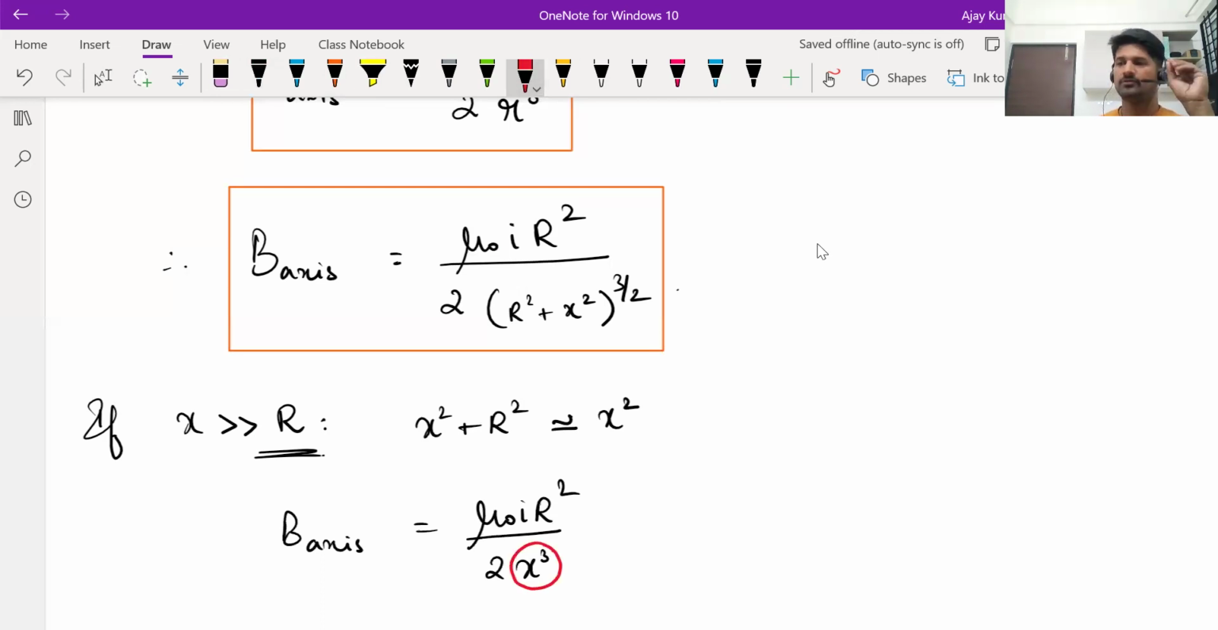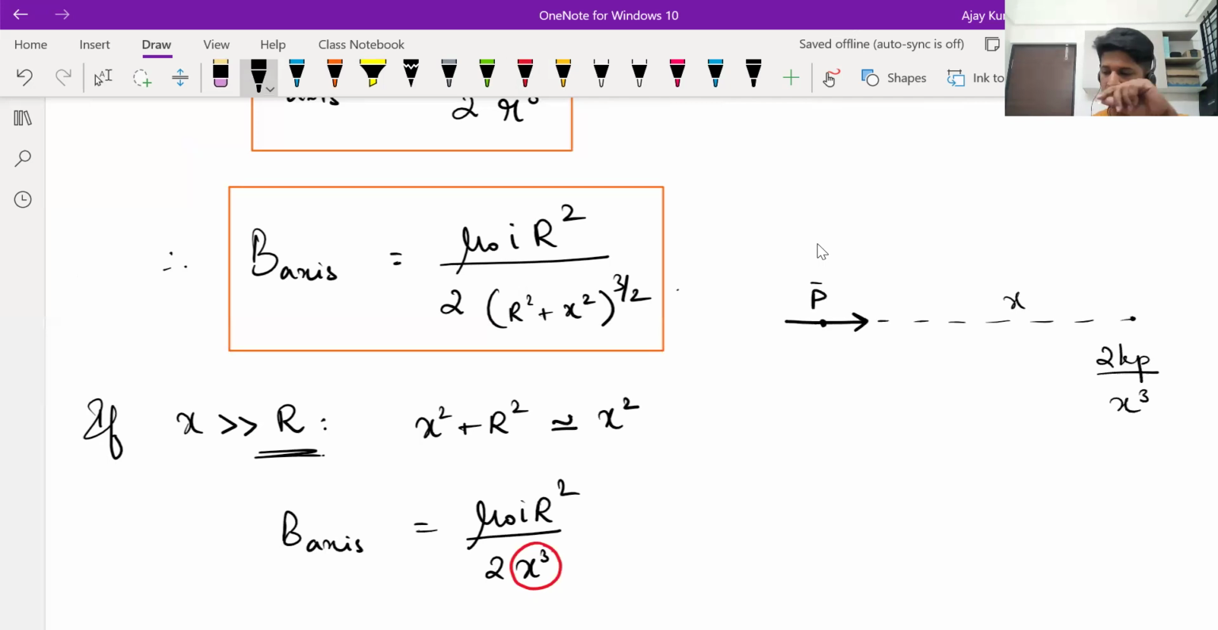Can any of you tell me the formula for electric field on the axis of an electric dipole? Suppose the electric dipole moment is P. At a distance x on its axis, the axial line, what is the formula for electric field produced by an electric dipole? 2kP by x cube, r cube or x cube.